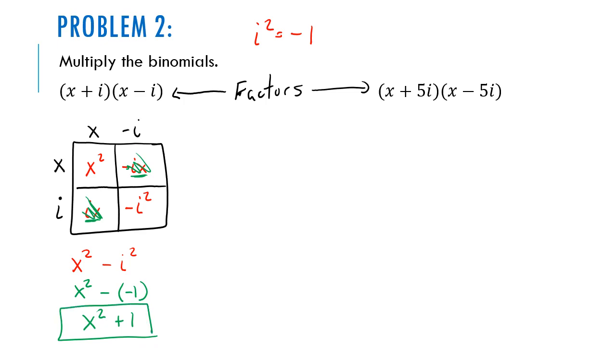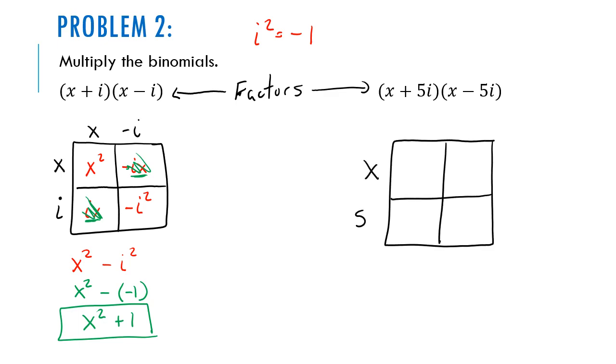Let's look at another one. There's something going on here that you may start to notice. Once again, these are called factors, and so I'm putting them on the outside of the box. I'm going to multiply to make the inside, so x times x makes x squared. X times negative 5i is negative 5ix. And 5i times x is 5ix. And 5i times negative 5i is negative 25i squared.